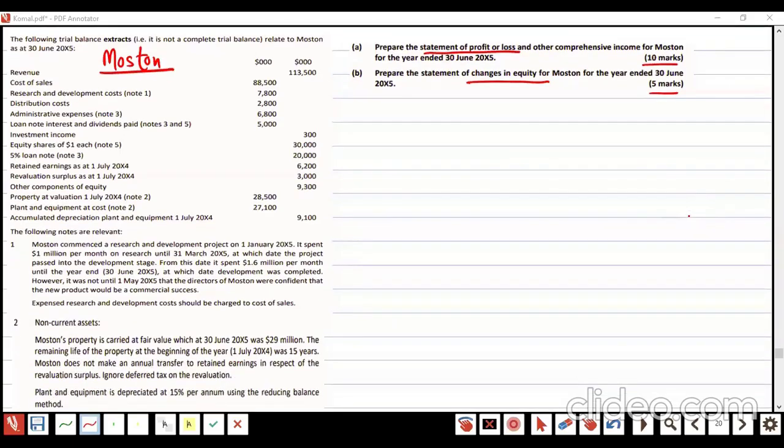Bismillahirrahmanirrahim. Now we have a past paper question. Question name is MOSTON, and we are required, for 10 marks, profit and loss account, and for 5 marks, changes in equity, statement of changes in equity. We will do it inshallah.